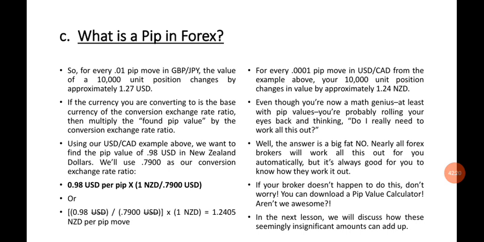Even though you are now a mad genius, at least with pip values, you're probably rolling your eyes back and thinking, do I really need to work all this out? Well, the answer is a big fat no. Nearly all forex brokers will work all this out for you automatically, but it's always good for you to know how they work it out. If your broker doesn't happen to do this, don't worry. You can always download a pip value calculator. In the next lesson, we will discuss how these seemingly insignificant amounts can add up.